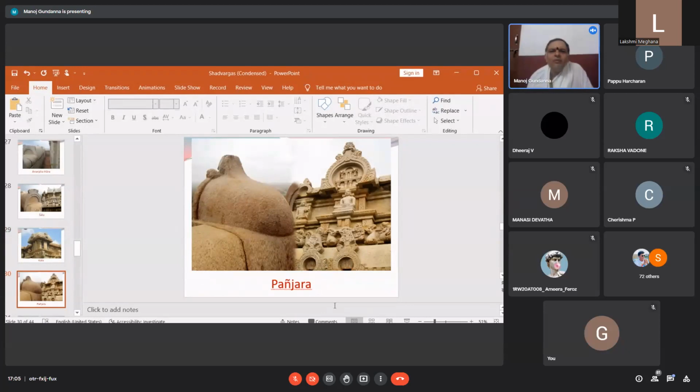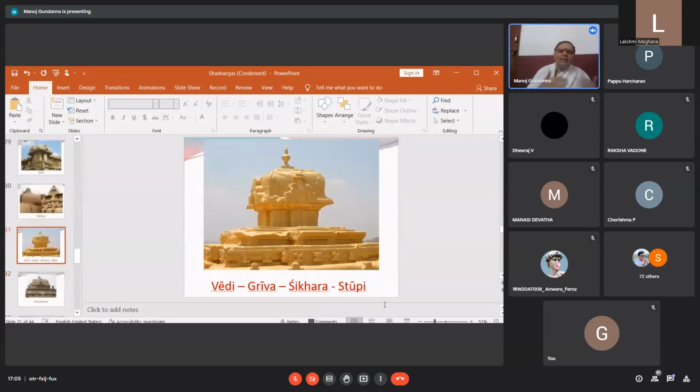So, the apsidal plan of a Panjara. Now these are the three upper parts of the temple. This is the Vedi. Usually the term itself says, Vedi is the platform which supports these three angas.